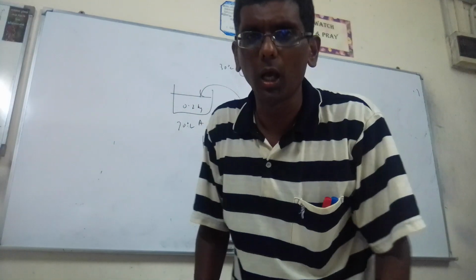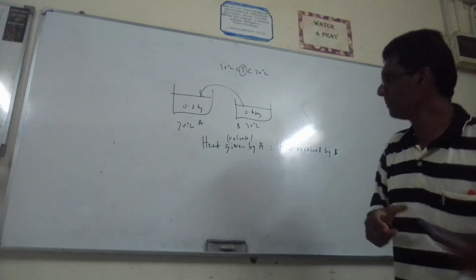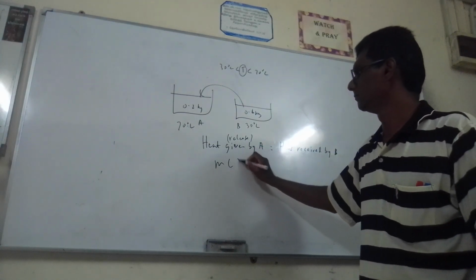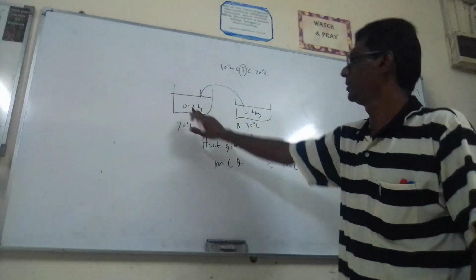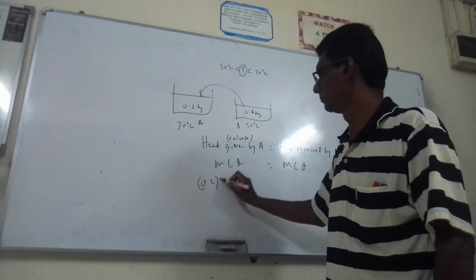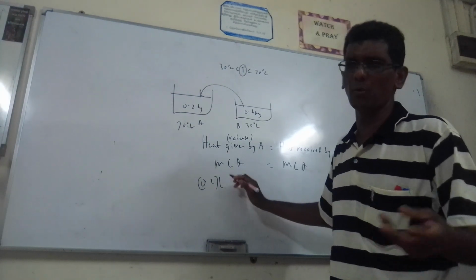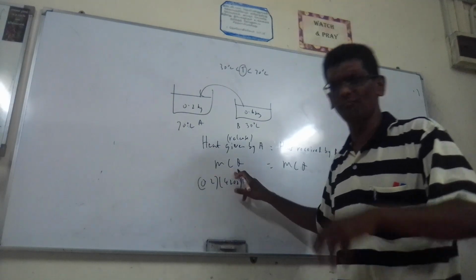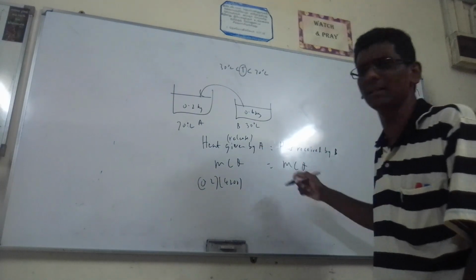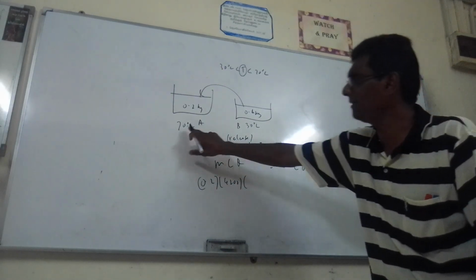So now we are going to do mc theta. M is 0.2 kg. The specific heat capacity C of water is known, 4200. But they don't give it because C cancels, since both are water. And theta, the temperature change, is 70 minus T.